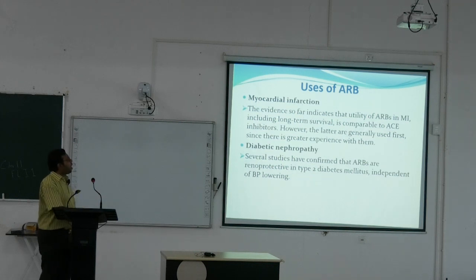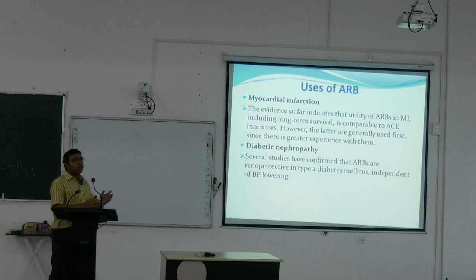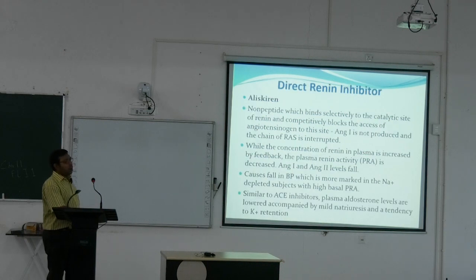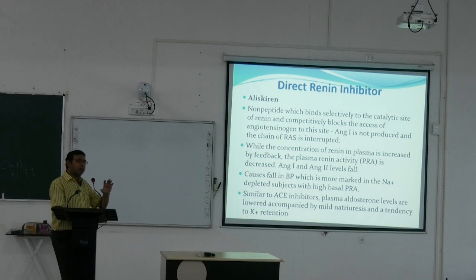Myocardial infarction, again it can be used similar to the ACE inhibitor. Diabetic nephropathy, again like ACE inhibitors, it can be used as a renoprotective agent. Lastly, coming to the direct renin inhibitor, it is known as aliskiren. It is lesser used than the ACE inhibitors or ARBs.